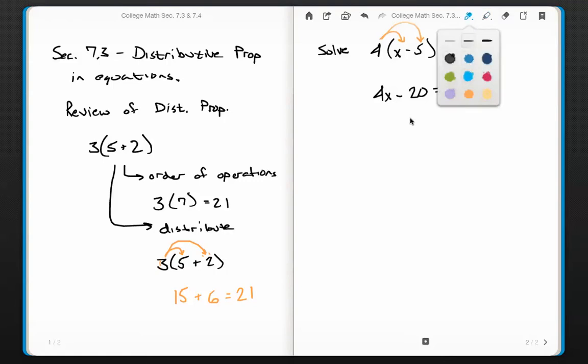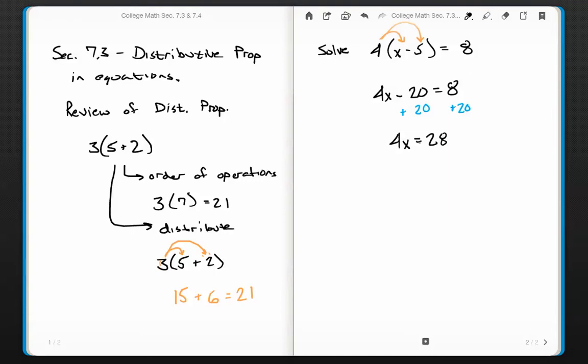I'm going to switch over to blue here. I want to keep all my x's over here on the left and get everything else over here on the right. So I'm going to add 20 to both sides. I'm subtracting 20, so to undo subtraction, I add 20. And so now I'm left with 4x equals 28.